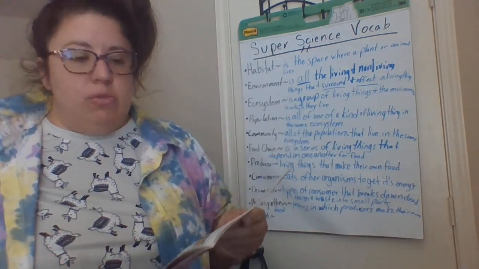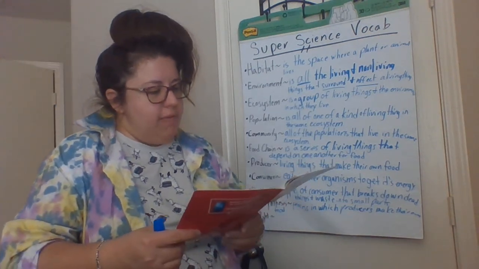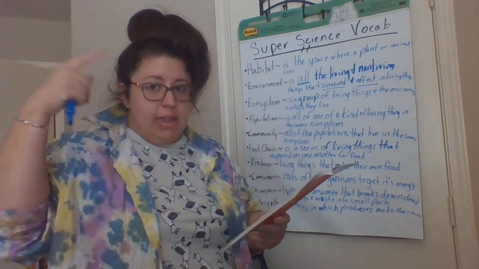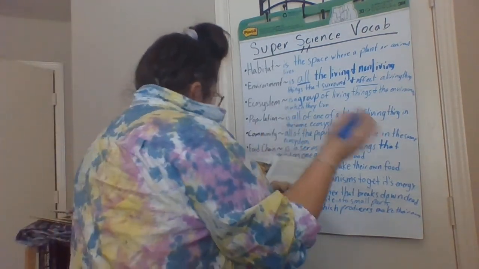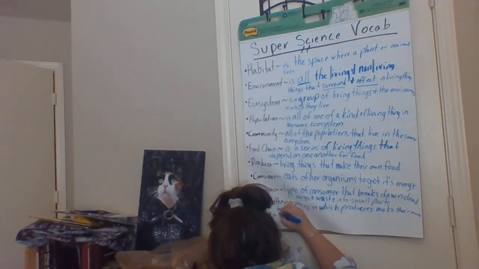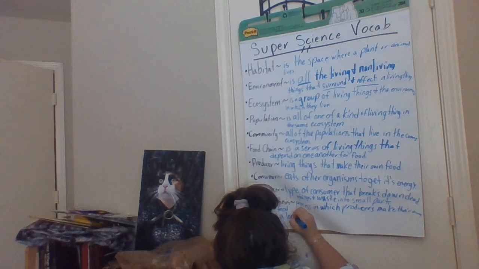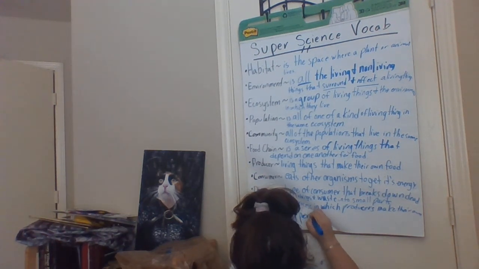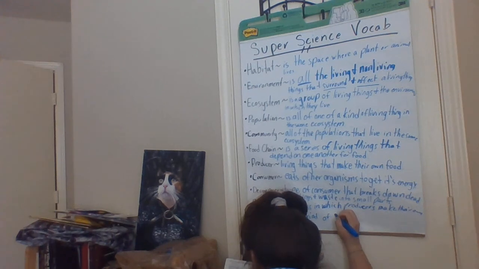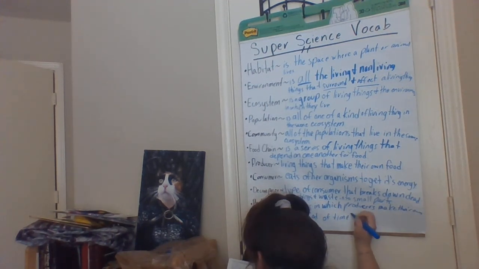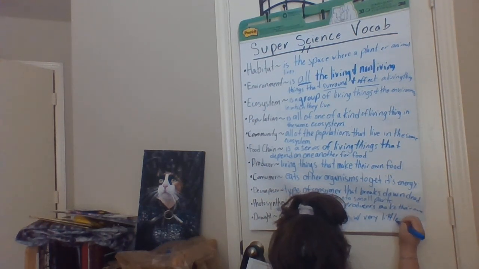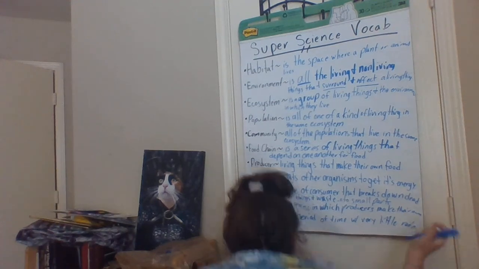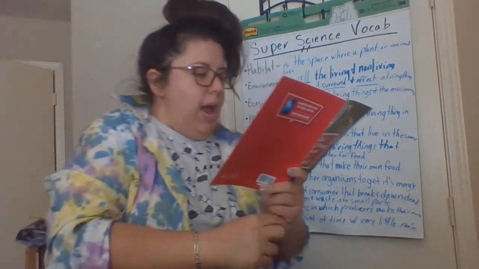One change is drought. Drought is a long period of time with very little rain. So stop, collaborate, and listen. That is our last vocab word. So drought is a long period of time with very little rain. Why is this a problem? Without water, plants begin to die.